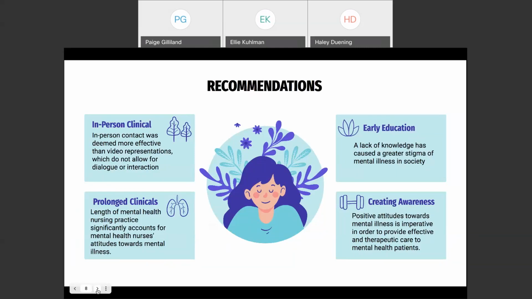Nursing students' clinical rotations are typically in more acute situations where they see patients in psychiatric crises, which means they may miss the whole recovery process and not see these individuals living full functional lives with a mental illness.